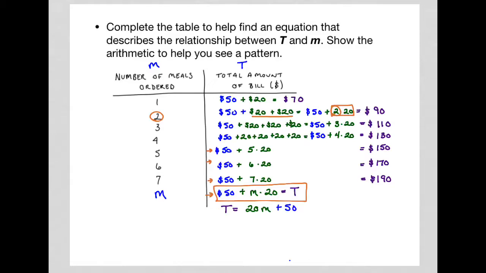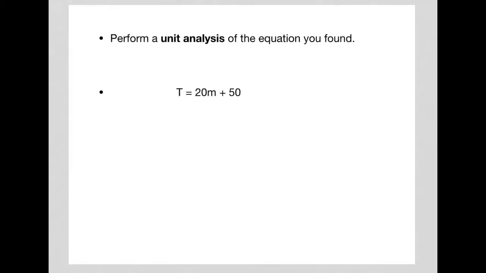So here's our equation. We're going to move forward from here. Now we're going to perform a unit analysis on this equation that we found. When you perform a unit analysis, you're basically just making sure that your equation has a certain flow to it.